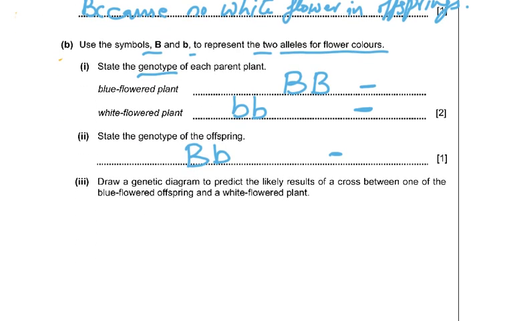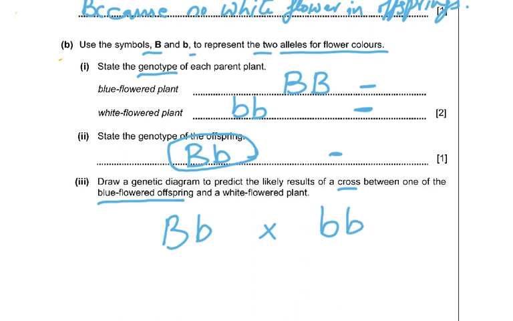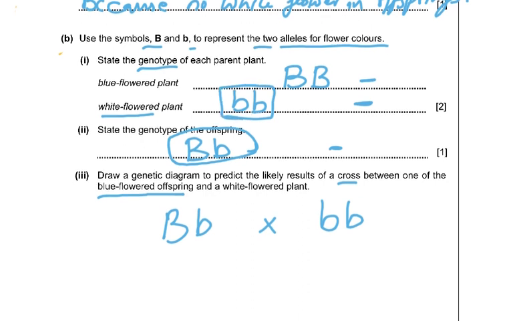Then draw a genetic diagram to predict the likely result of a cross between one of the blue offspring and a white flower. So this is the blue offspring, into white, and white was homozygous recessive. White was this. So you complete the genetic diagram.